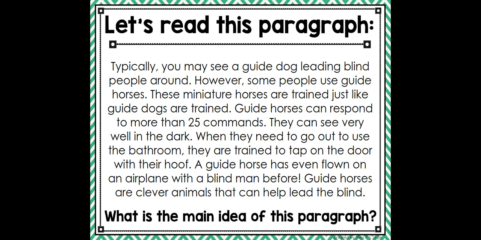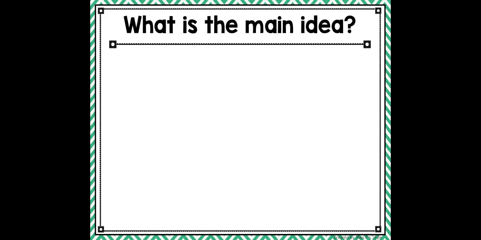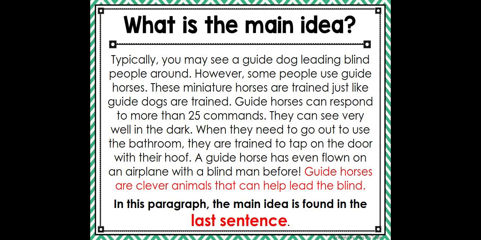Guide horses are clever animals that can help lead the blind. Think about what is the main idea of this paragraph. So what's the main idea? In this paragraph, the main idea is found in the last sentence. Guide horses are clever animals that can help lead the blind. All of those sentences before give you more information about guide horses and how they help lead the blind.